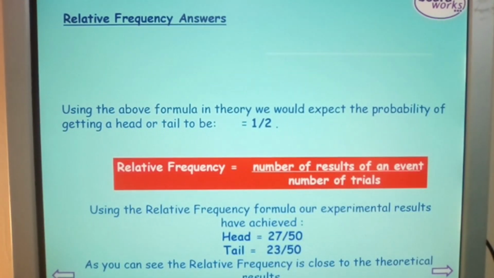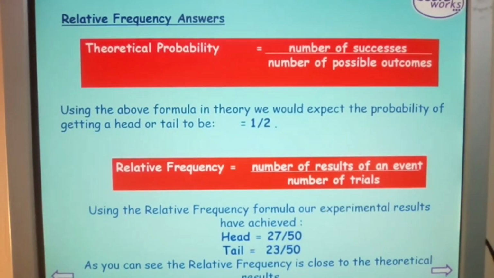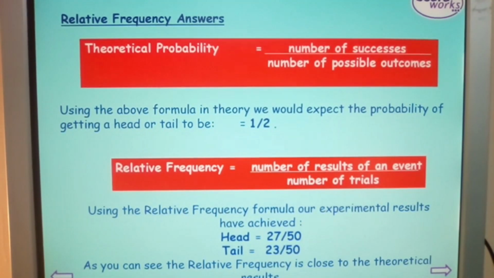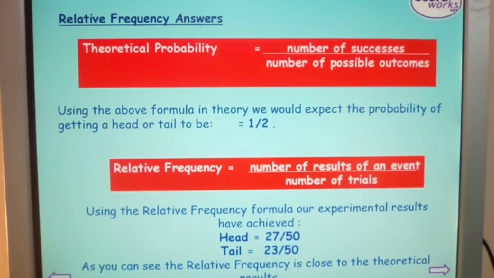Okay. Now again, relative frequency answers using the above formula. In theory, we would expect the probability of getting a head or tail to be half, basically.